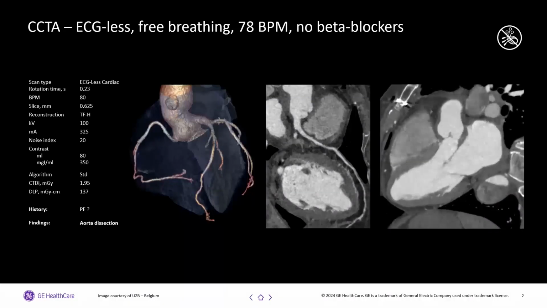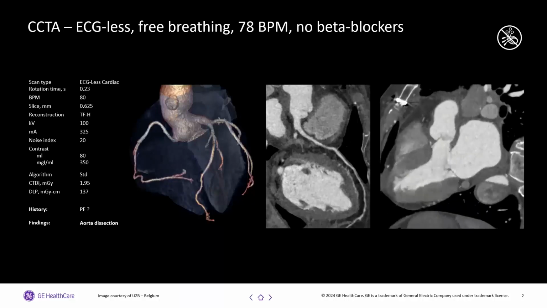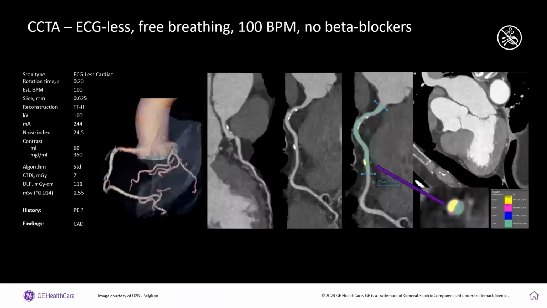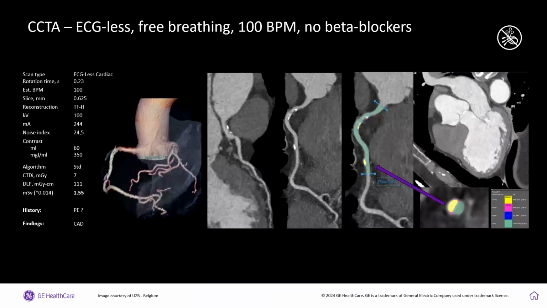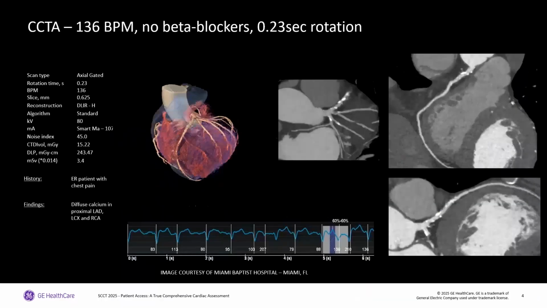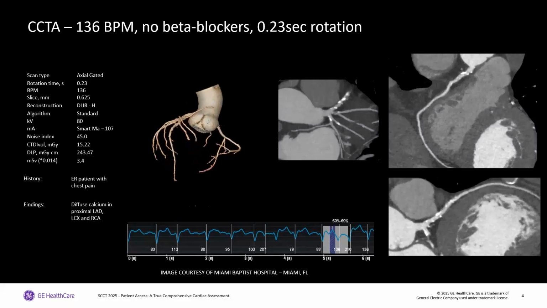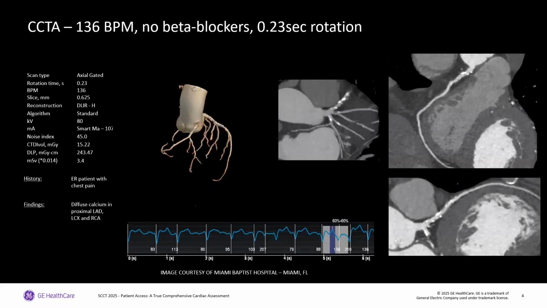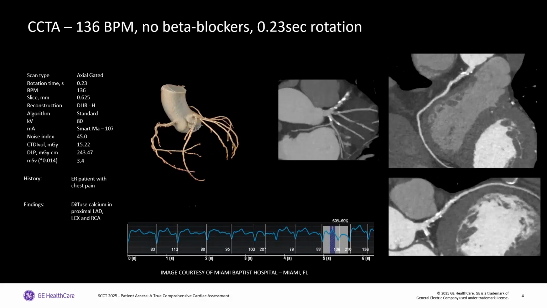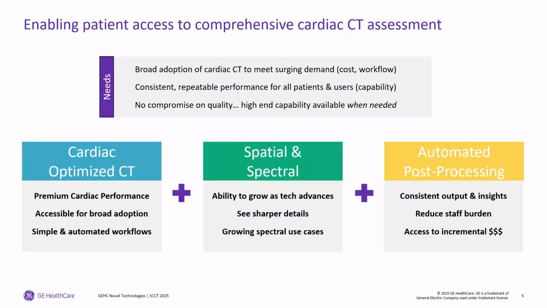Here's a coronary CTA taken with no ECG leads, free breathing, 78 beats per minute, no beta blockers. Another example, no ECG leads, free breathing, 100 beats per minute, low dose, less than 2 millisievert coronary CTA. Another example, 136 beats per minute, no beta blockers, high quality CT exams, consistent, reliable, extremely easy to execute. This is the foundation for enabling comprehensive cardiac CT assessments.